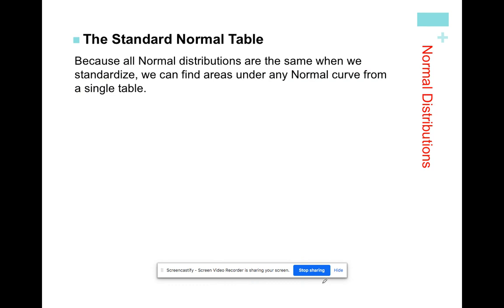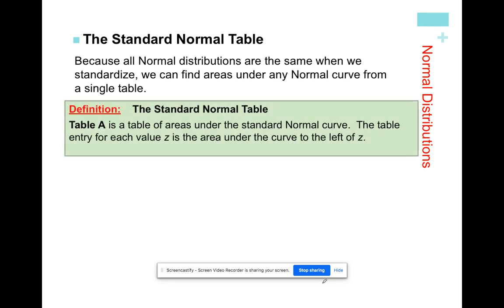So we can describe the standard normal distribution with a table, and this is called Table A. Table A is in the back of your textbook. It's one of the appendix options that you have. Table A is also available in the formula packet for the AP exam, so I'll be showing you that in just a few minutes. So basically, Table A gives you areas under the standard normal curve.